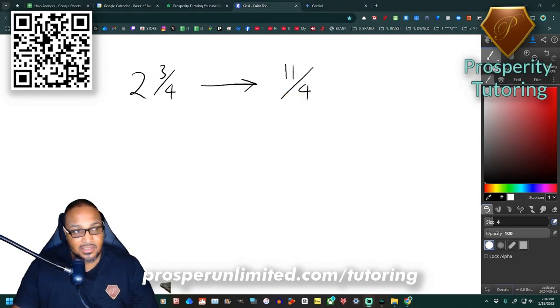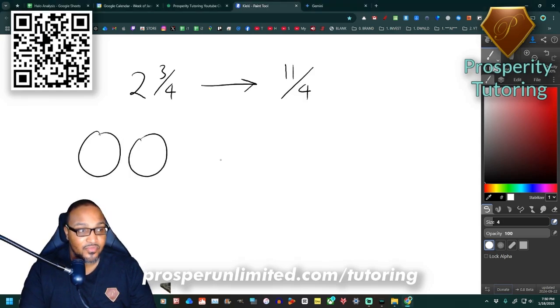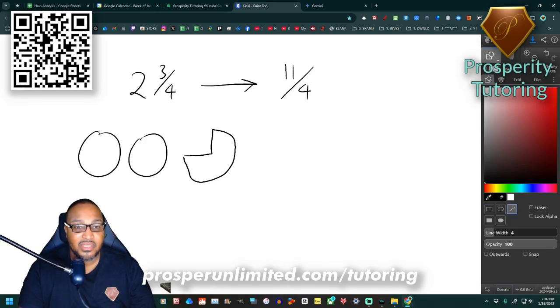Now let's make it make sense. How does 2 and 3/4 become 11/4? Well, let's look at it like a pizza. You have 2 whole pizzas, and then you have 3/4 of a pizza, right? 2 whole pizzas and 3/4 of a pizza. Now let's take our knife and split that pizza up into quarters. We're going to just simply cut it in quarters, that last slice, and cut that in quarters.